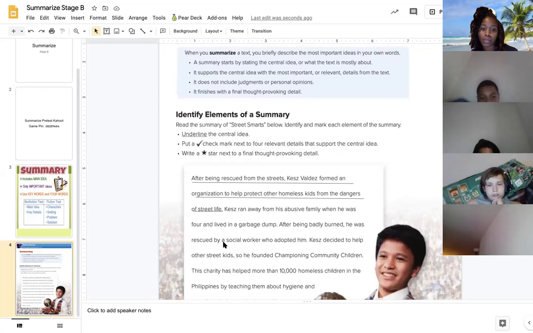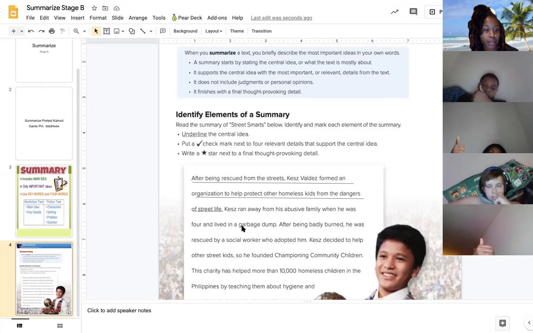His name is Kes. Kes ran away from his abusive family when he was 4. He lived in a garbage dump. After, wait, being badly burned. Wait, just this one sentence. Listen carefully. So Kes ran away from his abusive family when he was 4 and lived in a garbage dump. So thumbs up if you guys think that's a relevant detail, or thumbs down if you don't think that's a relevant detail. Okay. Aaliyah and Ben, I need to see you guys respond. Thumbs up if you think this is a relevant detail, or thumbs down if you don't think it's relevant.